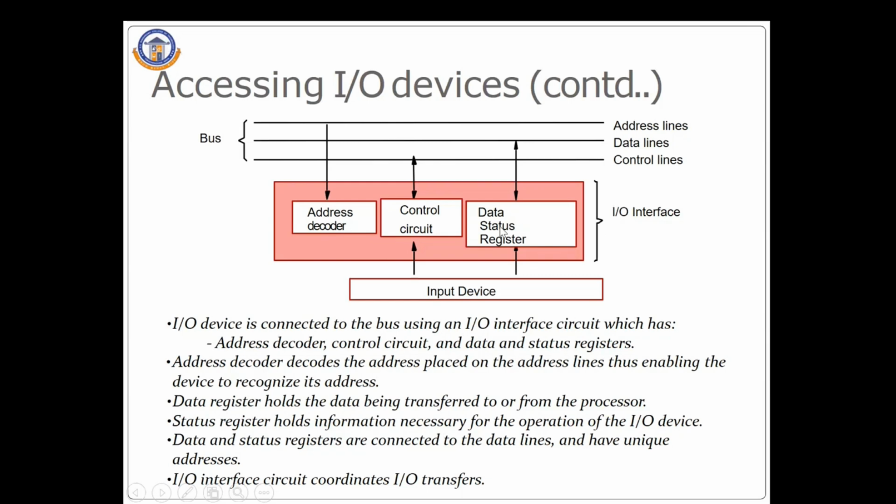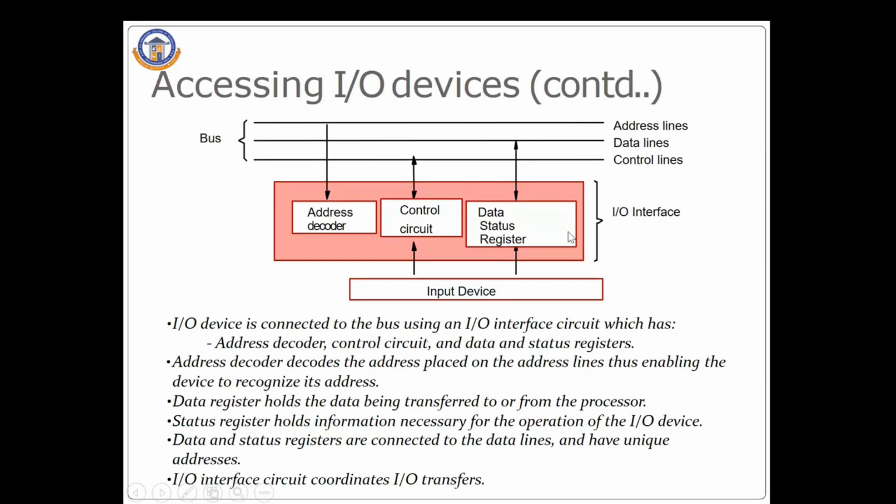This I/O interface consists of three parts. One is called the address decoder, another one is the control unit, and the third one is the data and status register. So these three form the I/O interface. The I/O device is connected to the bus using the I/O interface circuit. The I/O interface consists of the address decoder, control circuit, and the data and status register. The address decoder decodes the address placed on the address lines.